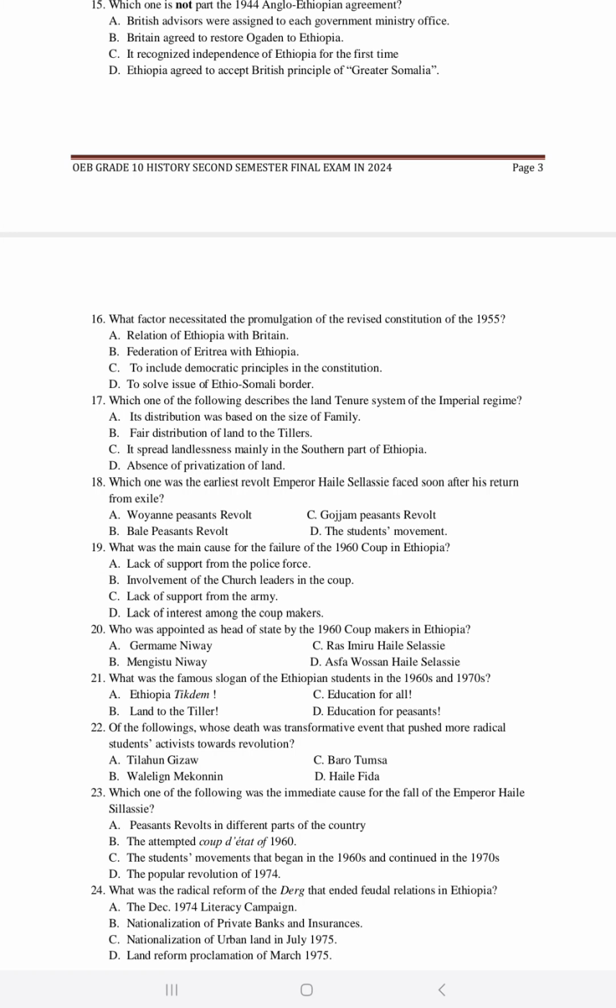A, relation of Ethiopia with Britain. No. B, federation of Eritrea with Ethiopia. Yes, one factor. C, to include democratic principles in the constitution. No, it was not about a democratic constitution. It was only focused on the centralization of the emperor's power. D, this is to solve issues of the Ethio-Somali border. No. The answer is B.